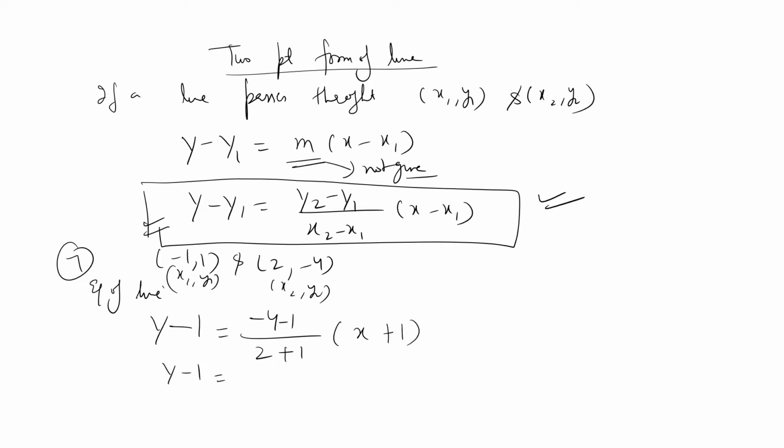This is y minus 1 is minus 5 upon 3 times x plus 1. So this implies 3y minus 3 is equal to minus 5x minus 5. This is 5x plus 3y minus 3 plus 5, that is plus 2, is equal to 0. Is that correct?